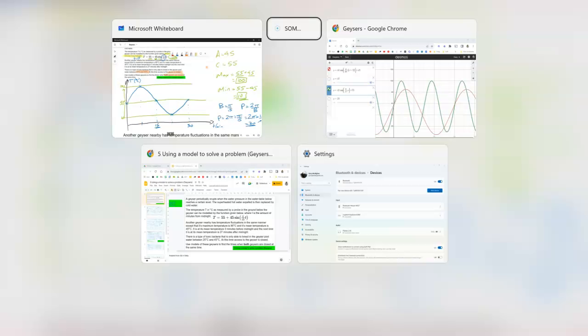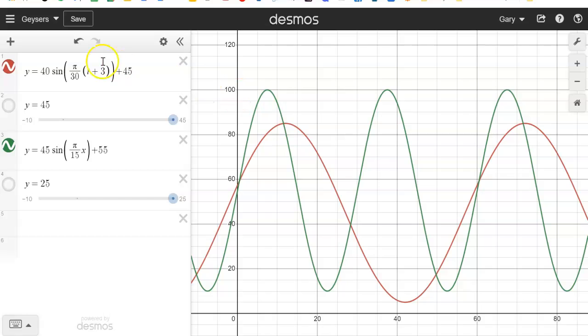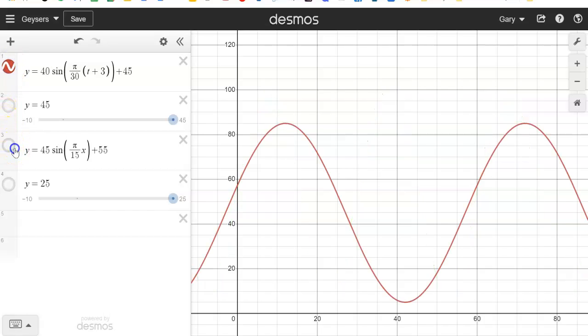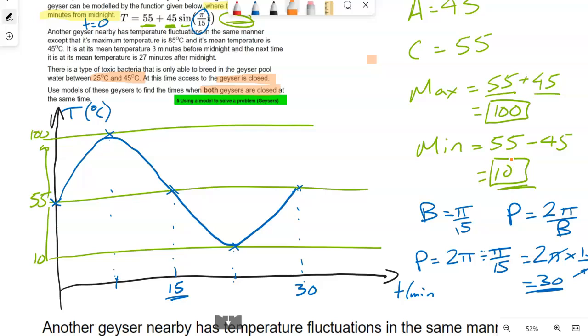Okay, so this is when our Desmos model is good because we can see both geysers. There's the simple one, geyser 1 is that one, and geyser 2 is the red one, and we can see how they both work at the same time. When one is up, the other one's not quite working in sync. There's sometimes where they're the exact same temperature and things like that.